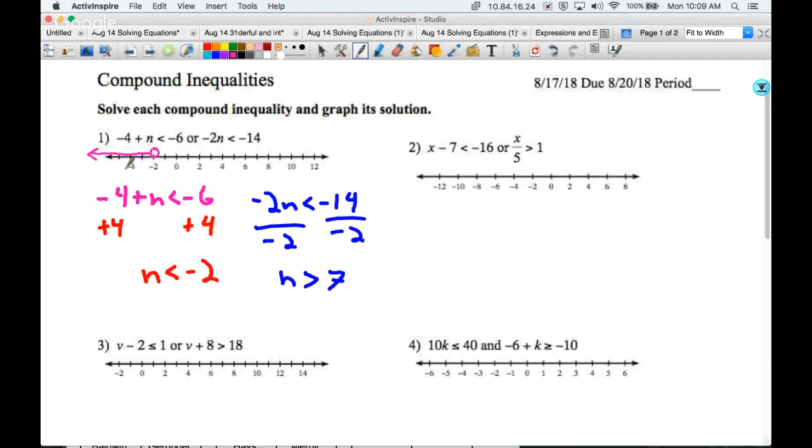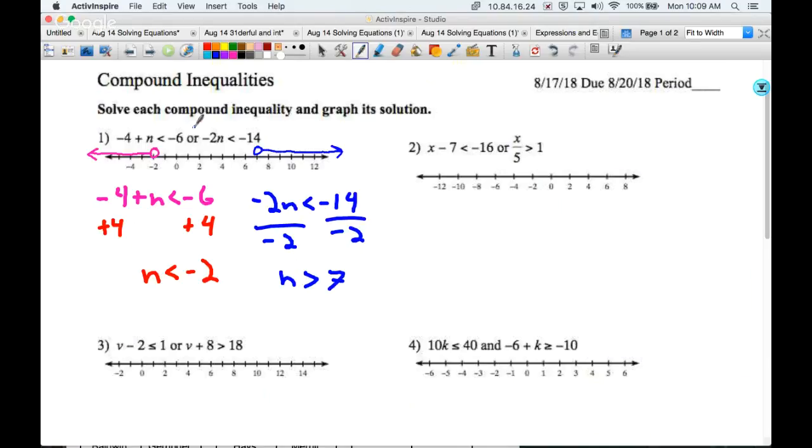Let's check it with a value. I'll check it with -4. Is -4 less than -2? Yep, that checks out. Our arrow is pointing in the right direction. Other one, dot at 7, leave it open. Arrow going to the right. Check it with a number. Let's pick 10 because 10 is on our arrow. 10 is greater than 7.